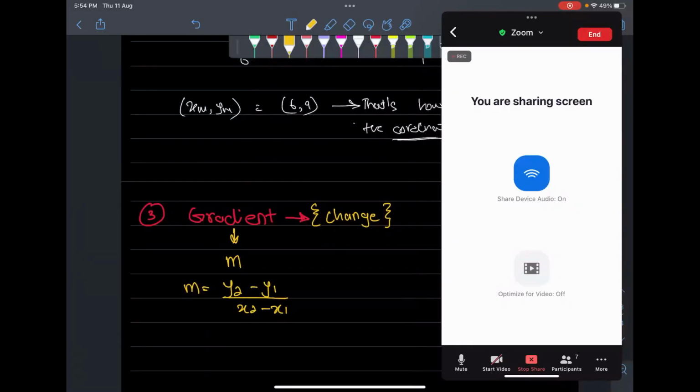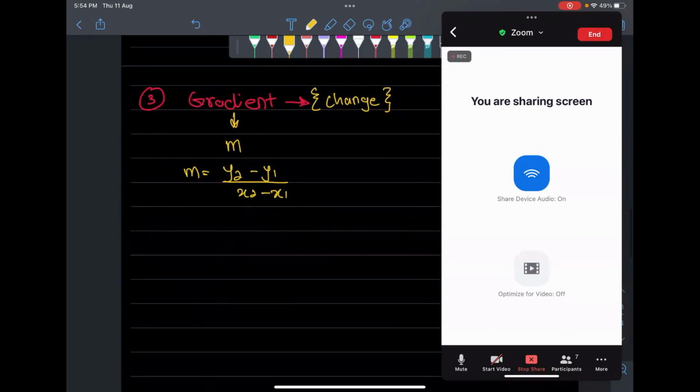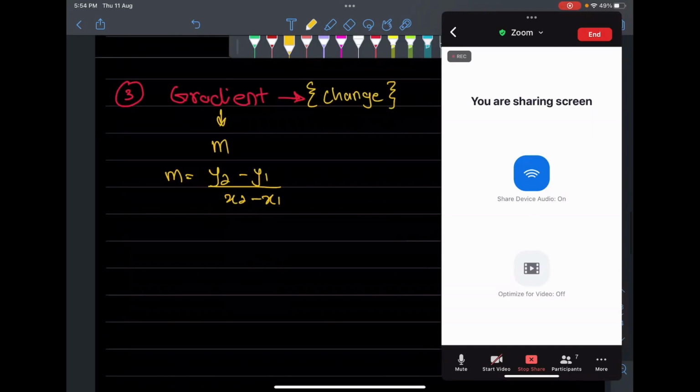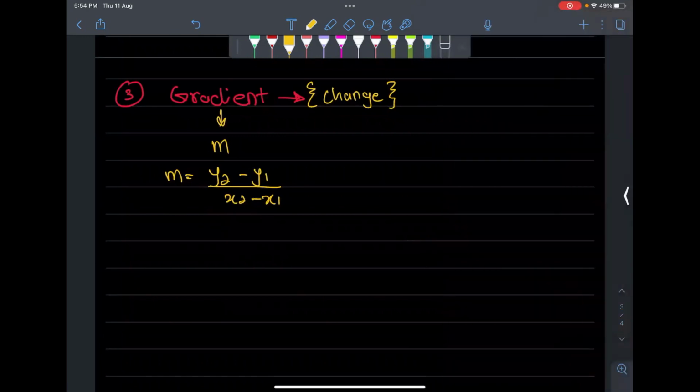Okay, now what we're going to do is start gradient. A more layman term for gradient is change. I'll explain it further what this means. The formula is y2 minus y1 upon x2 minus x1. Now, what does this actually mean? Let's focus on that.